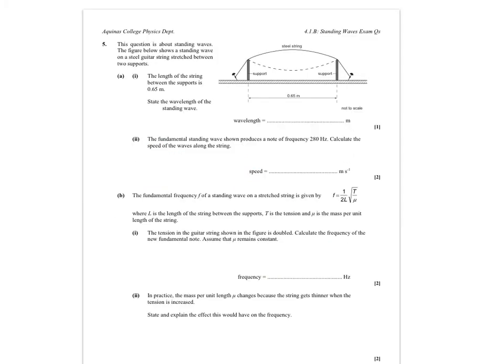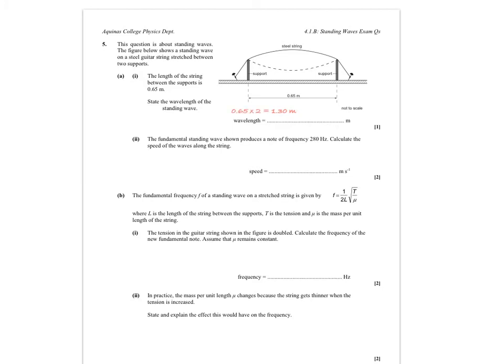Question 5, we've got a steel guitar string supported between two supports. So obviously this is a stringed instrument, and then we're told the length of the string between the supports is 0.65 meters. State the wavelength of the standing wave. We've got one antinode between two nodes, so half a wavelength. So it's simply 2 times 0.65, which is 1.30 meters.